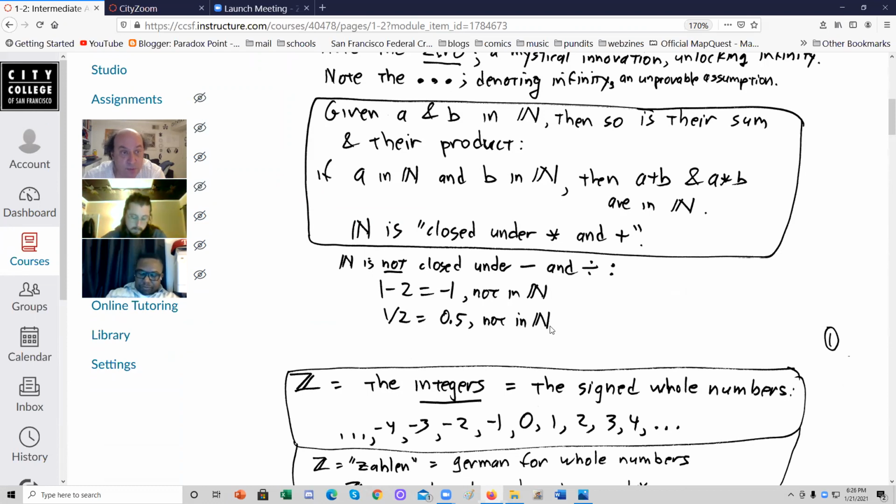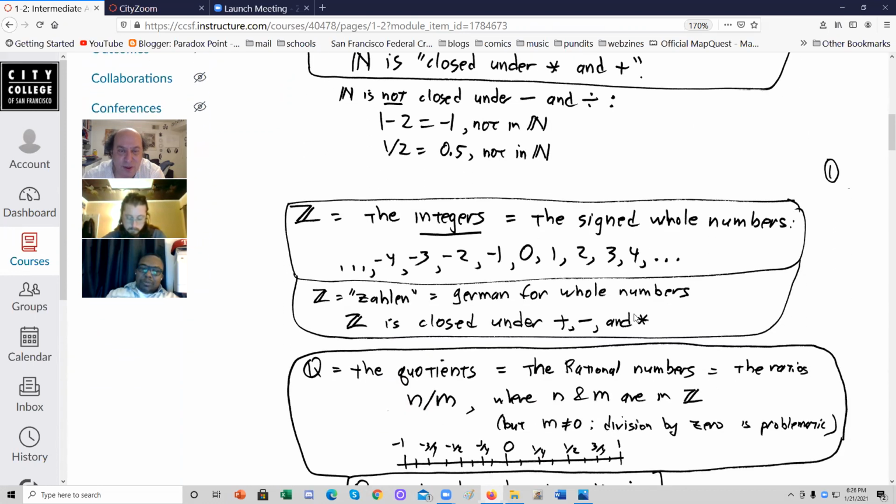All right, so there came a point where someone said, we really need numbers less than 0, or whole numbers less than 0. So we gave a name to that, Z, the integers, which are the whole numbers signed, including 0. So 0, 1, 2, 3, 4, etc., -1, -2, -3, -4, etc. Here we put a dot, dot, dot on both ends, so it's mystically infinite in two directions.